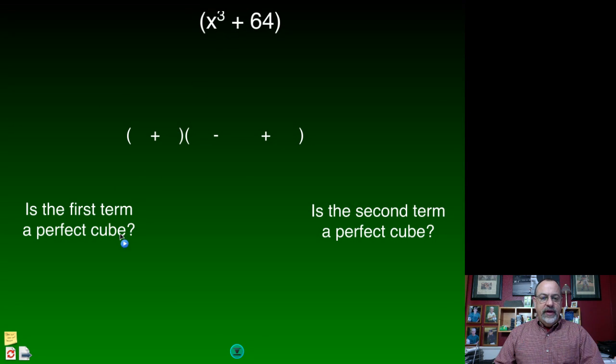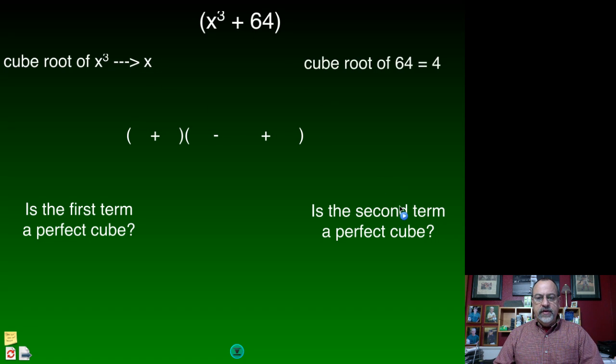Okay, so in this example, again, we have to ask ourselves, is this a perfect cube? And yes, we can take the cube root, and that would be x. Is the second term a perfect cube? Yes, 4 times 4 times 4. And you'll get to know these the more you use them. So because this is a plus sign, remember SOAP, this one's the same, this one's the opposite, this one's always positive. So the x goes here, and the x squared goes here.